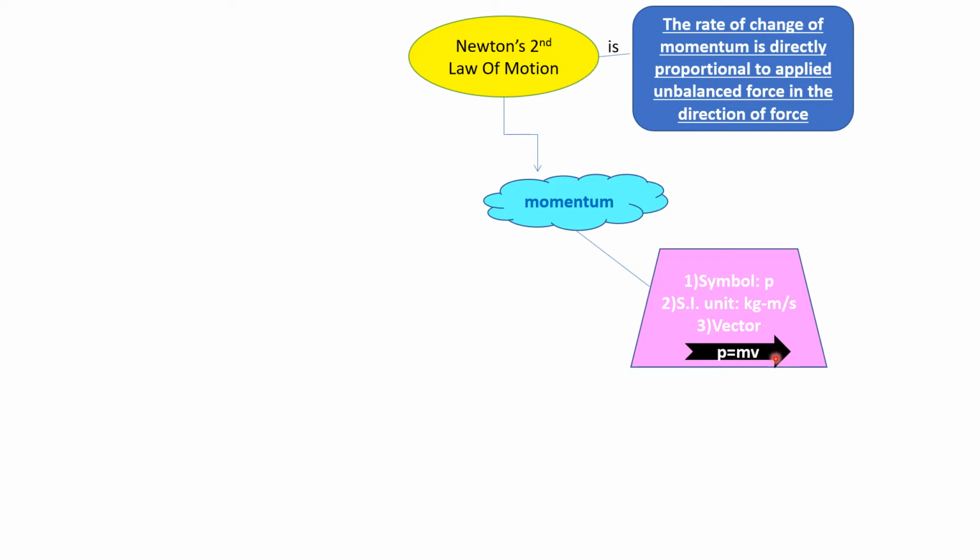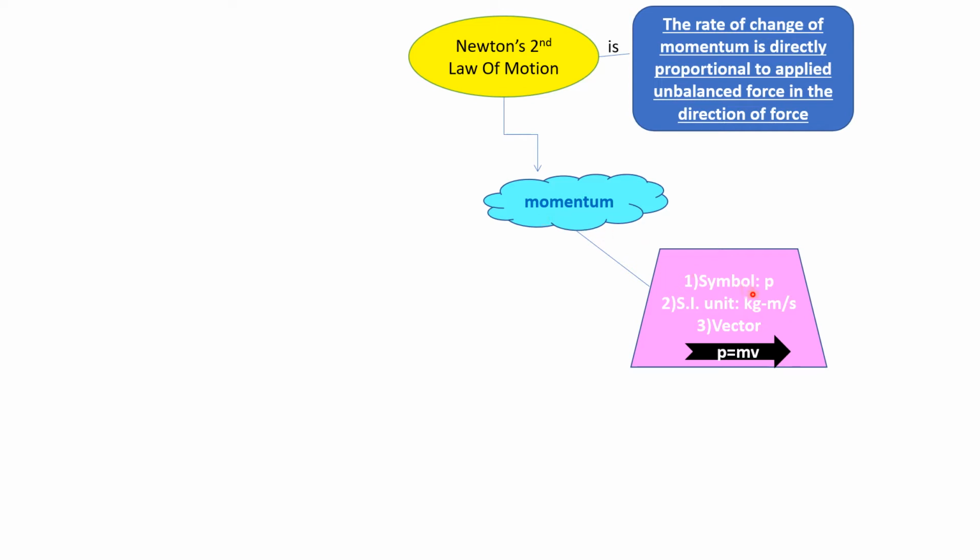Now see, velocity what? Velocity is a vector quantity. So momentum, since it's the product of mass and velocity, it is also a vector quantity. Now being a vector quantity, it must have a direction. So what is the direction of momentum? It is same as that of velocity. So whatever is the direction of velocity would be the direction of momentum as well.